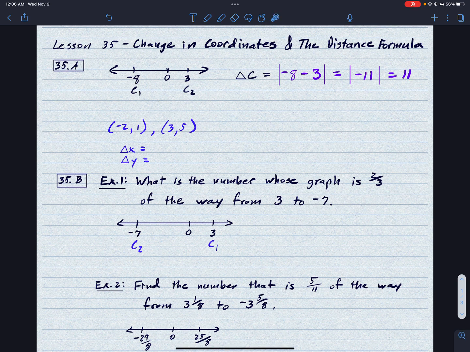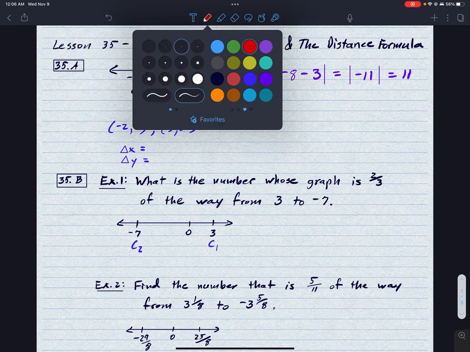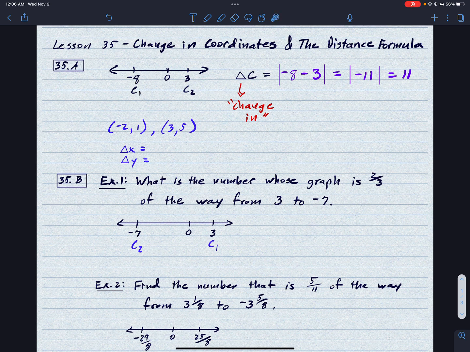Just for the record, this triangle here means change in. I don't know if we've talked about that, but I'm going to say it now. It stands for change in. And anytime we're doing change in mathematics, that literally means to subtract. All right? So I did this by saying I took C1 minus C2 to get negative 8 minus 3, which gave me negative 11, the absolute value of which was positive 11.